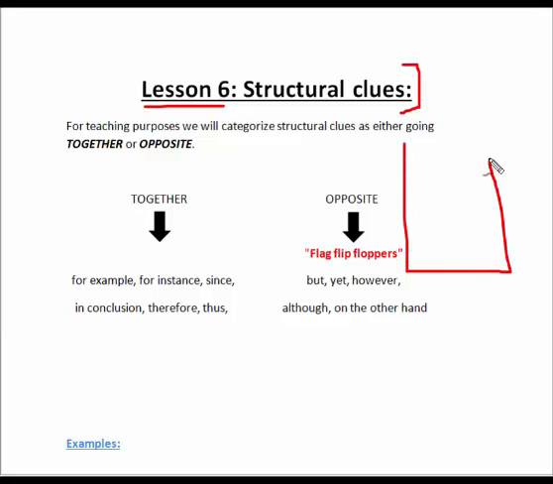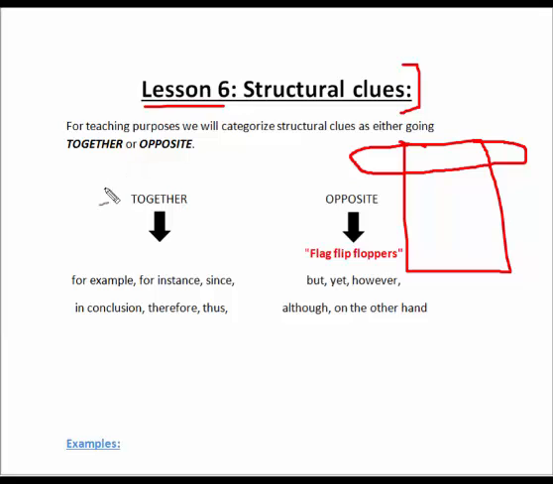Before we jump into the lesson, let's go ahead and make an easy to understand definition of what a structural clue is. To put it quite simply, a structural clue is a word or a small grouping of words that tell you what the author is doing and tells you where the author is going to go next in the writing.